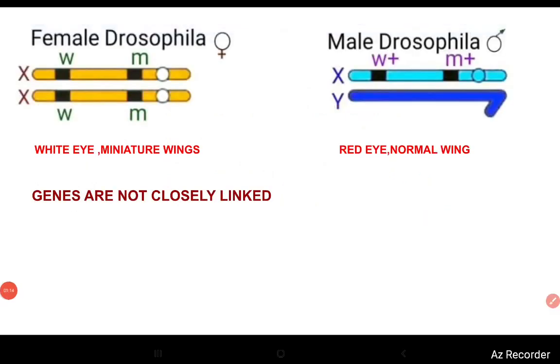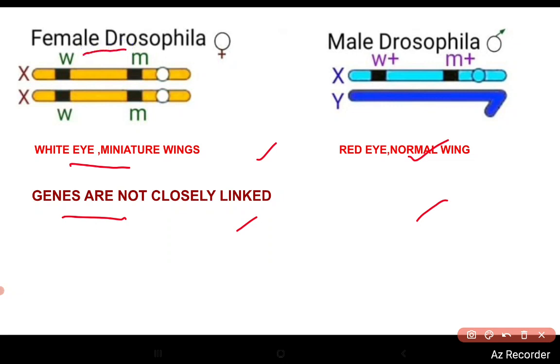Now here in cross 2, a female Drosophila with white eyes and miniature wings is taken, and a male Drosophila with red eyes and normal wings. Genes are not closely linked. The distance shown between them indicates that these genes are loosely linked to each other.